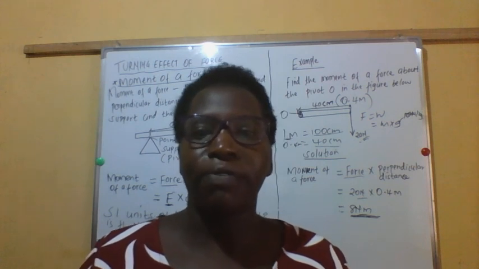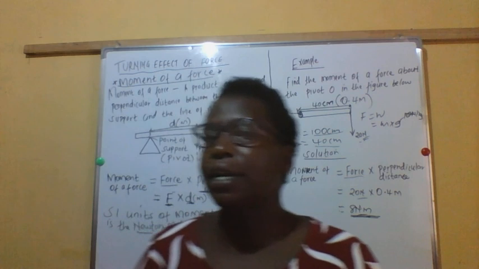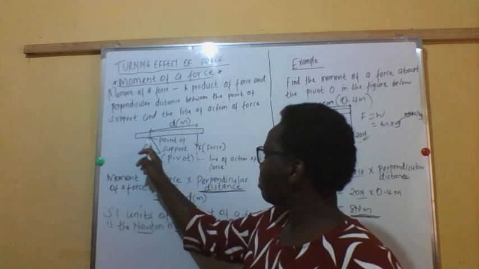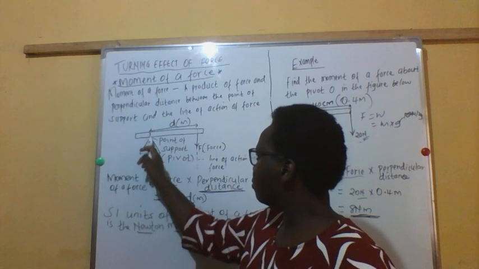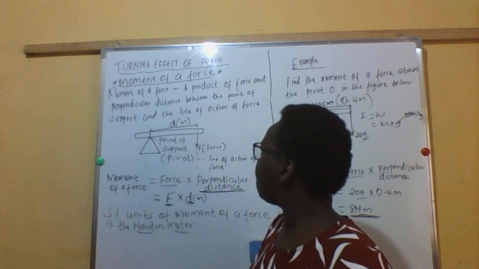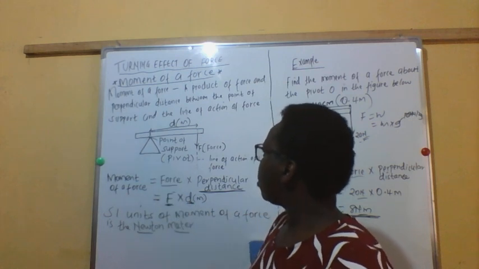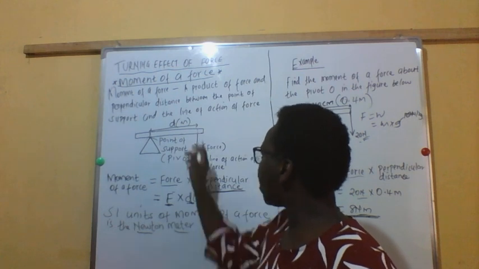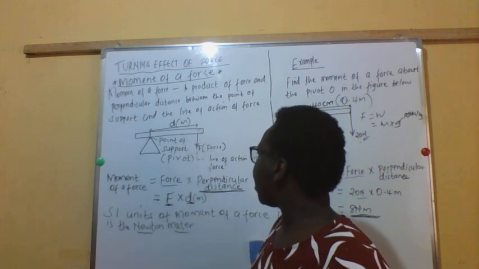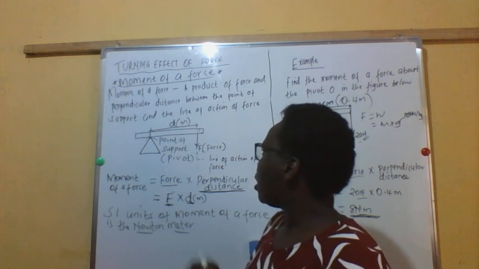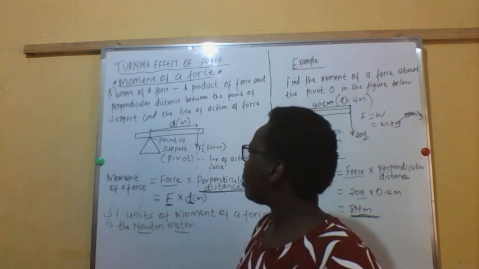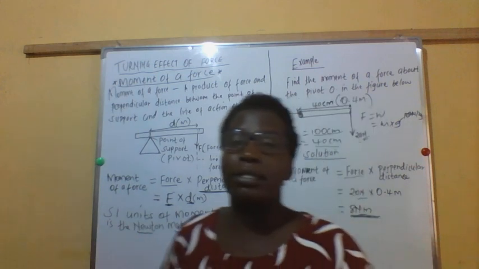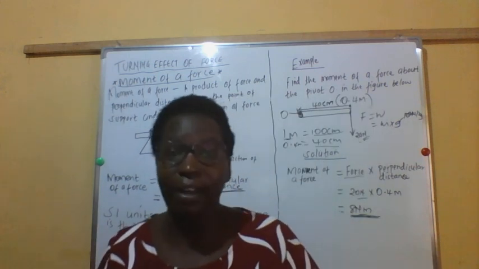To explain further, we are going to use the diagram that we have here. In this diagram, you can see we have the point of support here, and we also have the force that is acting downwards, and therefore this one gives us the line of action of the force. And at this point, we have the point of support. The point of support, in other words, is the pivot or the fulcrum.